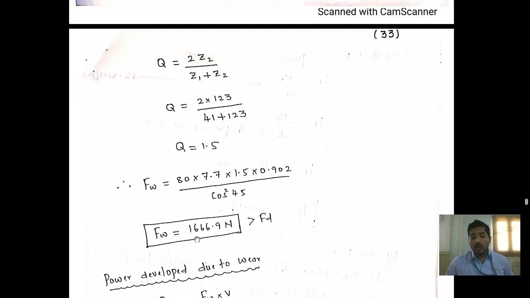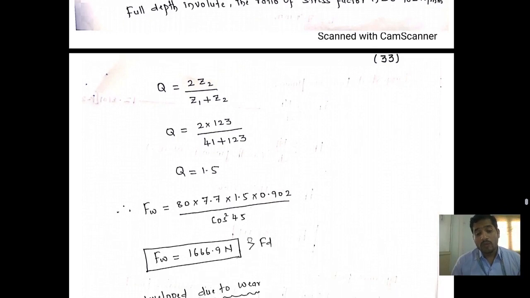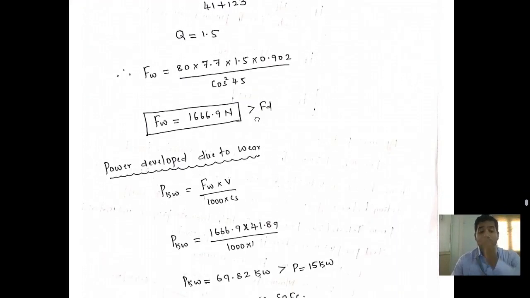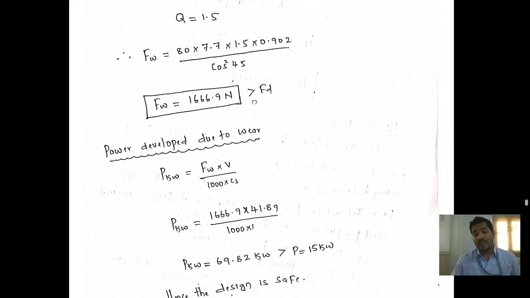1666 Newton. Okay, so VL load, we can say that VL load should be greater than the dynamic factor load. For that reason, our condition is satisfied. After that, we need to find out how much power is developed due to the wear. We need to find out.